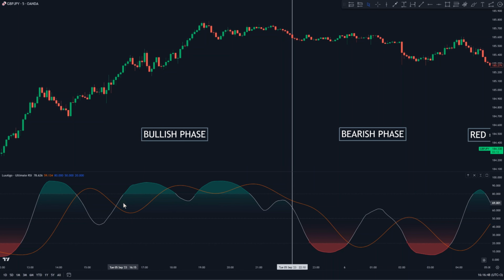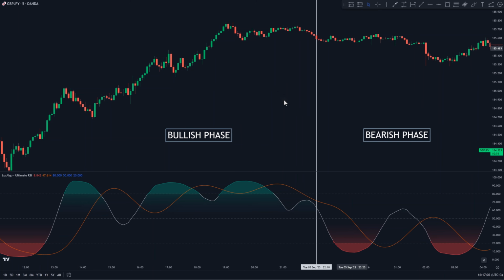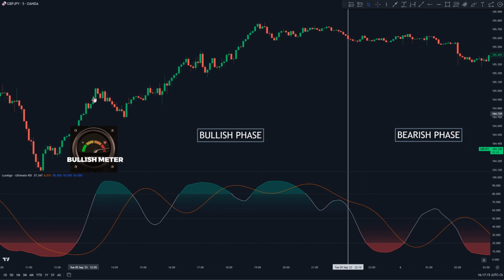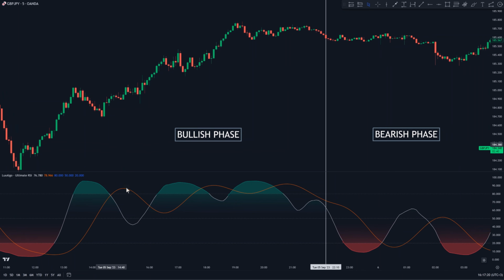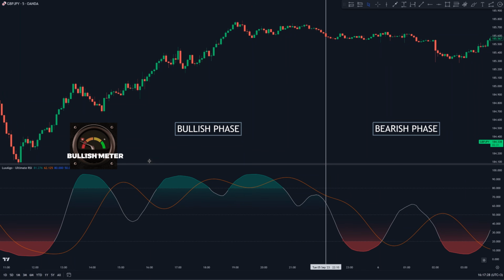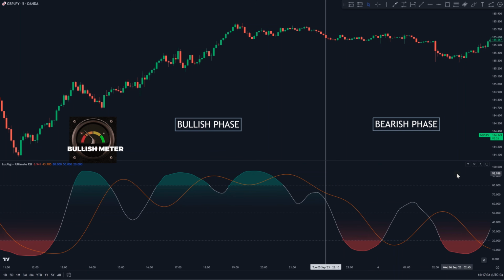Well, it serves as a vital tool for gauging the strengths of these bullish and bearish trends. In a bullish phase, a position of the Ultimate RSI line above the signal line signifies an increasing strength of that bullish trend. Conversely, a drop below the signal line indicates that the bullish momentum is decreasing, often indicating a market pullback or even a trend reversal.